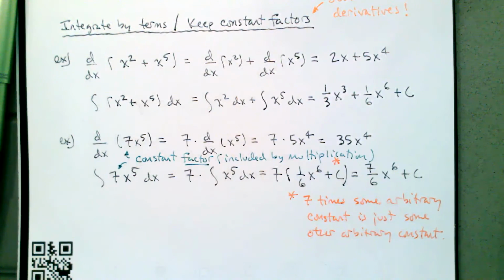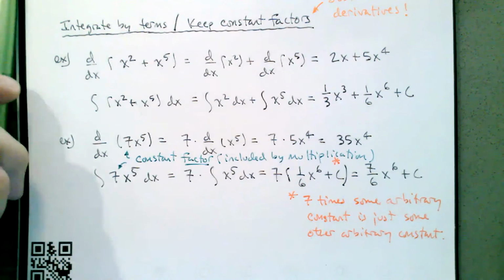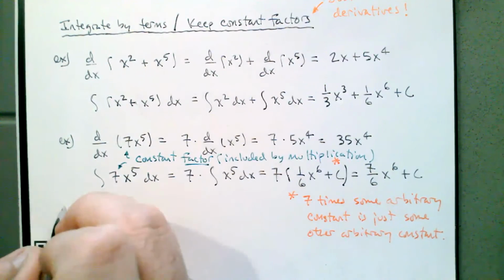So we want to distinguish how the constant is included. In this case, the 7 is a constant factor. It's included by multiplication. And so we just keep it. We keep our constant factors. If, however, we had 7 plus x to the 5th, that's a constant term, and the derivative of a constant term is equal to 0.